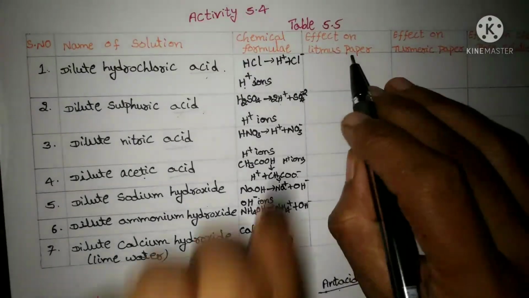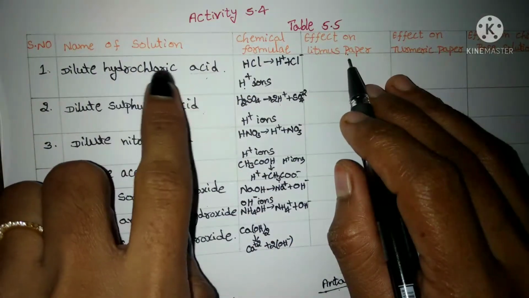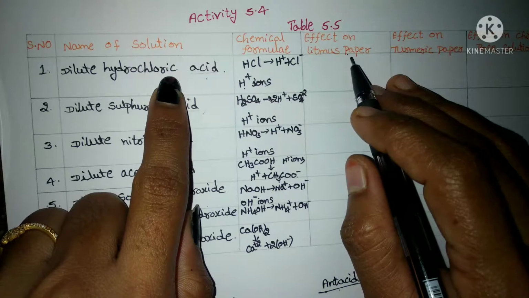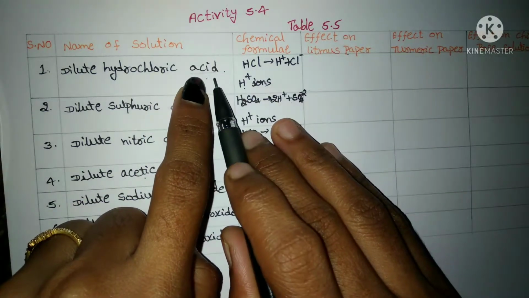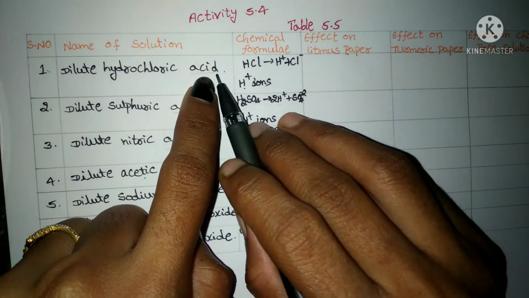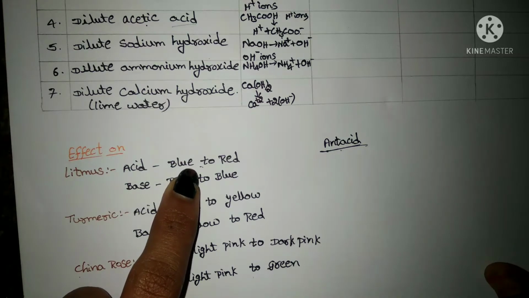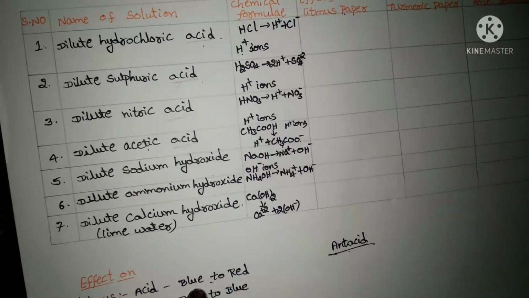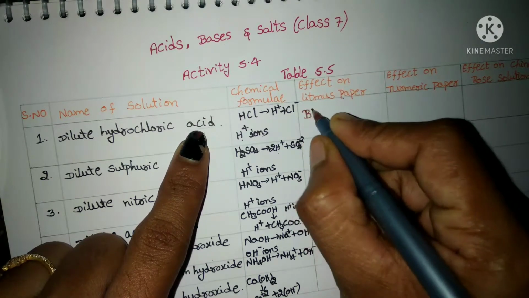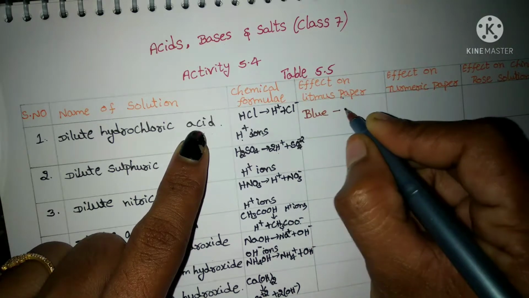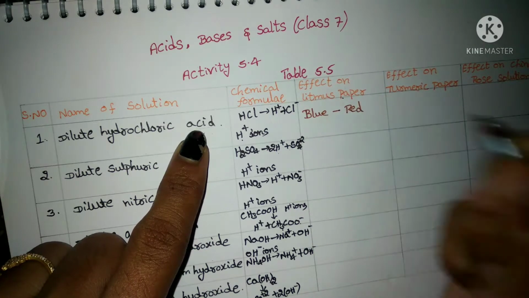Now, the effect on litmus paper of dilute hydrochloric acid. So now this is acid, just now we have discussed. What is the effect of acid on litmus paper? Once you please see. Litmus paper, acid. What is the effect? Blue litmus paper will turn to red. Blue litmus to red. Okay.